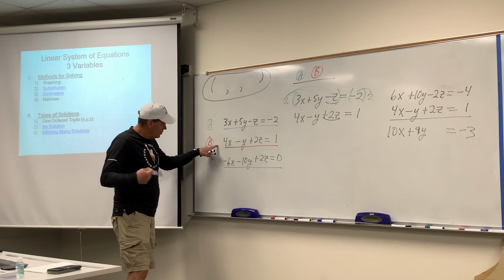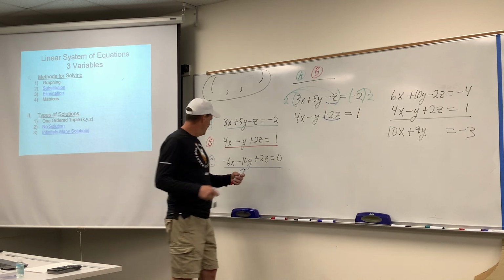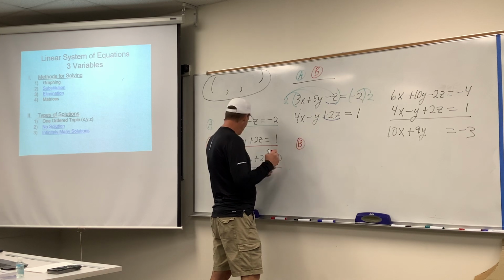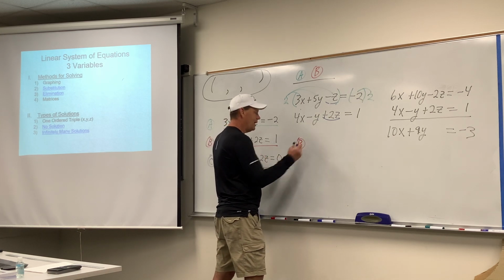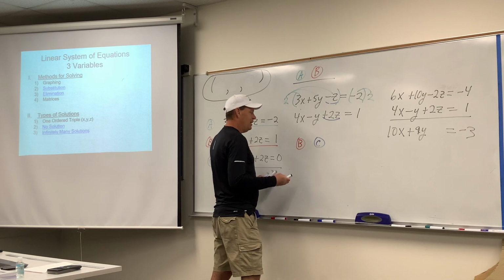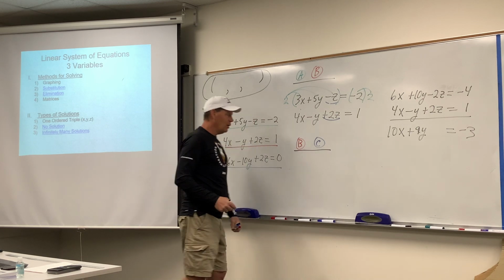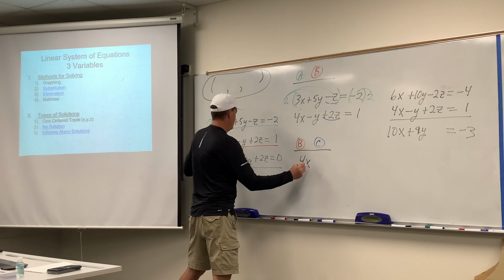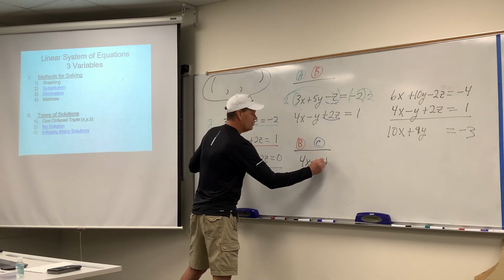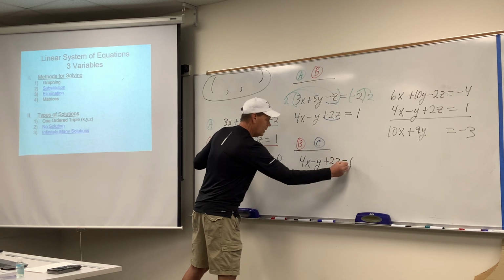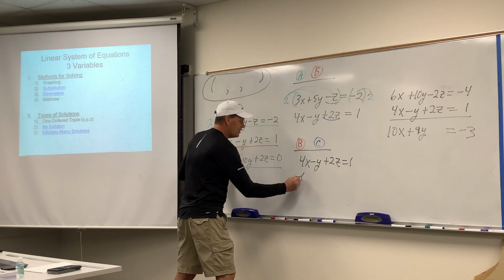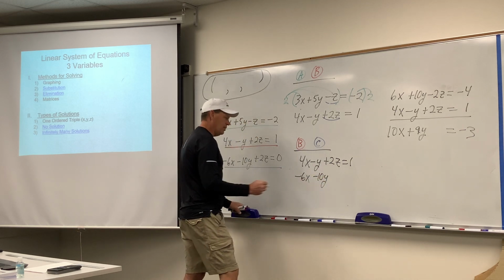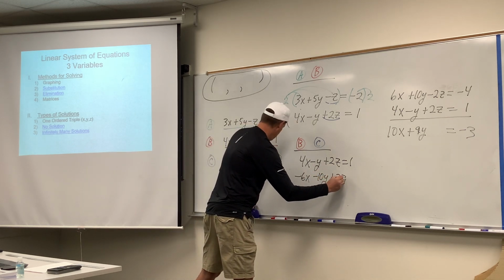Now we'll take the bottom two, B and C. I'm shaking these markers because I've learned that if you shake them, they're more vivid. So I'm trying to have a good marker ready to go here. All right, B and C: 4x minus y plus 2z equals 1, and then -6x minus 10y plus 2z equals 0.